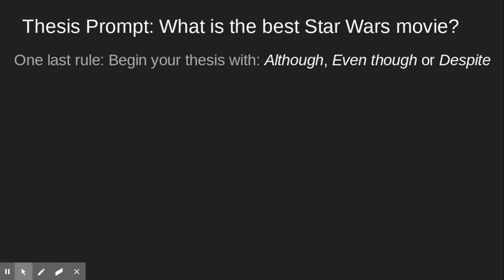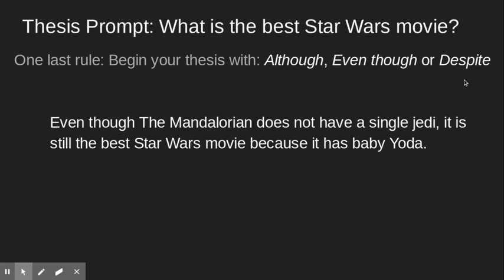Okay, one last rule. I know I had a whole page of rules, but here's one more thing to keep in mind. If you want to write a 4 level thesis statement, get an A on it, you'll need to have a counterclaim. To have a counterclaim, I have a quick suggestion. Let's just make it a rule. Begin it with one of these 3 words or phrases: although, even though, or despite. For example, I have: even though The Mandalorian does not have a single Jedi, it is still the best Star Wars movie because it has Baby Yoda.